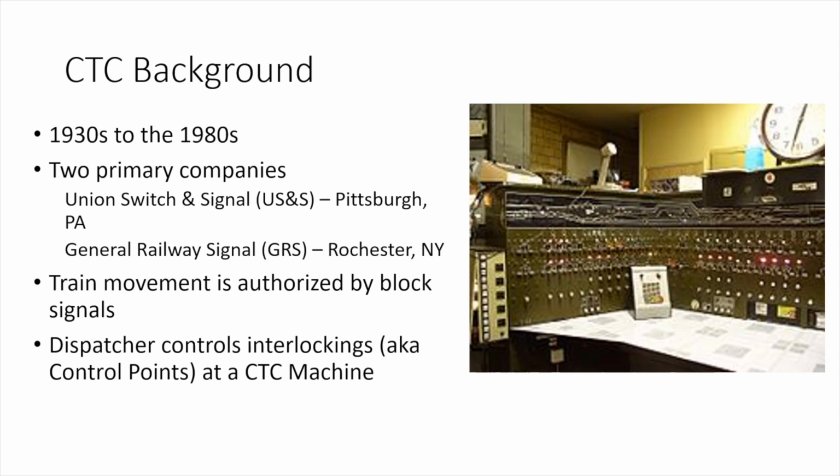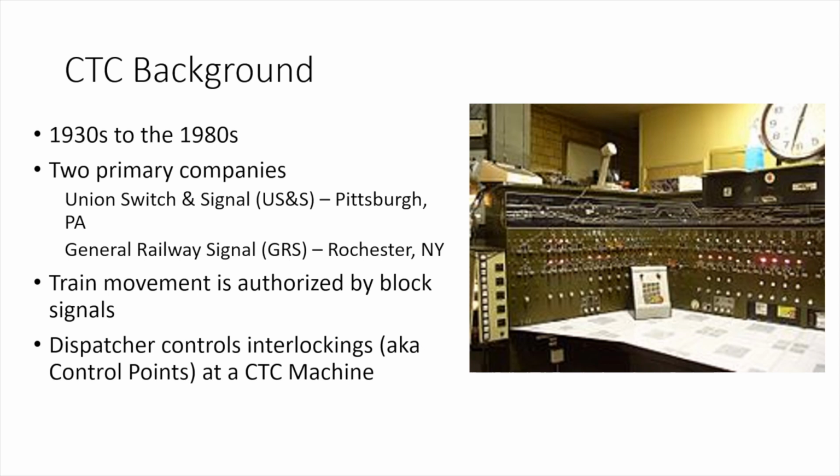So when you have intermediate signals between stations or between passing sidings, those run like normal ABS signals without the dispatcher having to do anything for those. What the dispatcher controls are the signals at the interlockings.